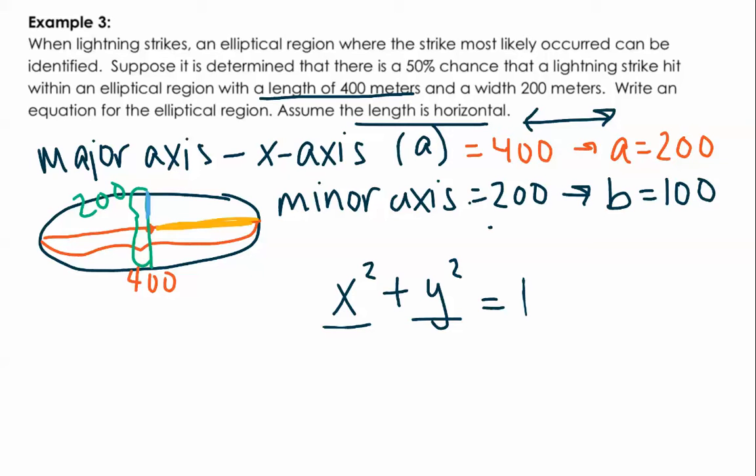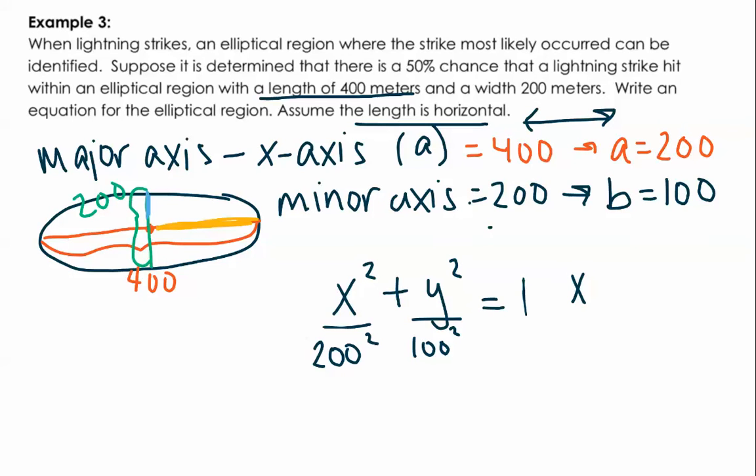So here in my equation, we can start off by saying that a goes with the x, so 200 squared, and that y goes with the b, and we'll say 100 squared. Again, you're going to want to make sure you simplify that, evaluate that.